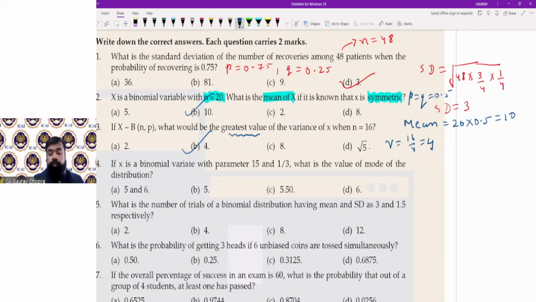Fourth one. If x is a binomial variate with parameters 15 and 1 by 3, then we have to find out the mode. So (n plus 1) into p, that is 15 plus 1 into 1 by 3. How much are you getting? 5.33. Since it is in decimal, remove the decimal portion. The answer will be 5.